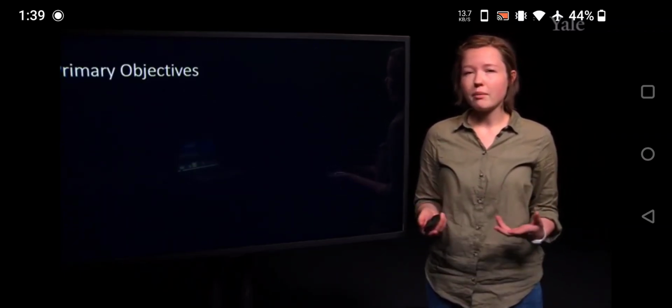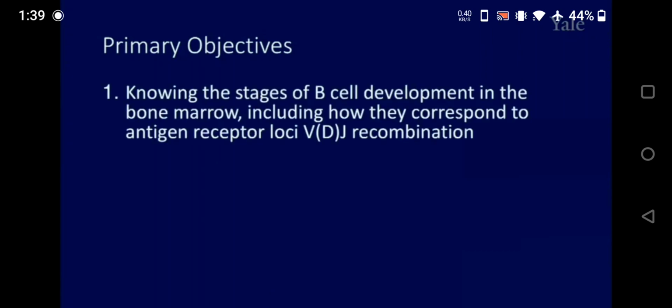These are the things that we hope to learn over the course of the lecture. So by the end of the lecture, we should know each of these primary objectives. The first one being knowing the stages of B cell development, and this all occurs within the bone marrow. And then we will also talk about the steps of VDJ recombination, not on a mechanistic level like was done in the lymphocyte antigen receptor lecture, but more relating it to the different stages of B cell development when they occur.